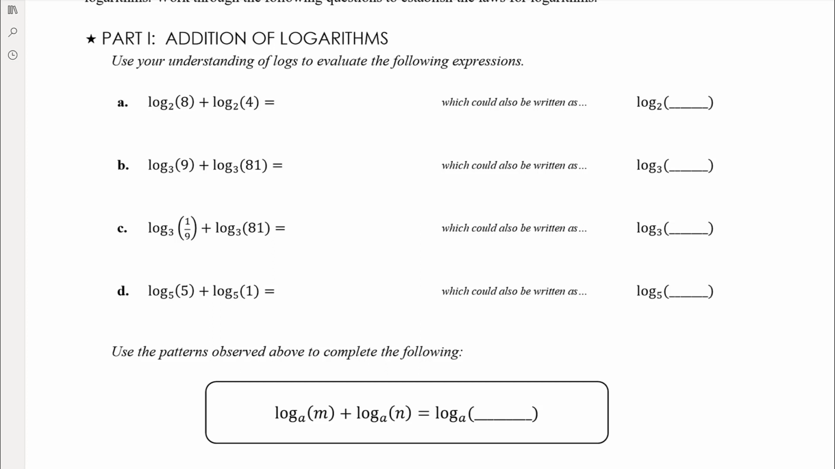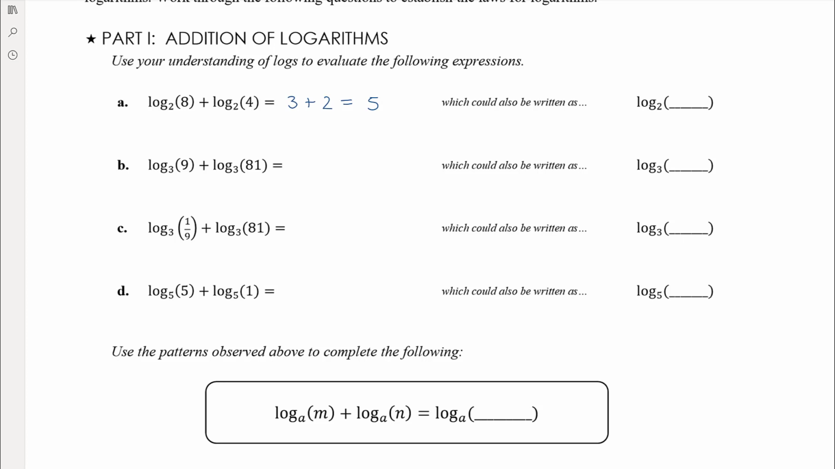Okay, so let's think about log base 2 of 8 plus log base 2 of 4. Okay, so log base 2 of 8 is 2 to the power of what equals 8. Okay, so that's equal to 3. Log base 2 of 4 is 2 to the power of what equals 4, so that's equal to 2. So this thing equals 5.